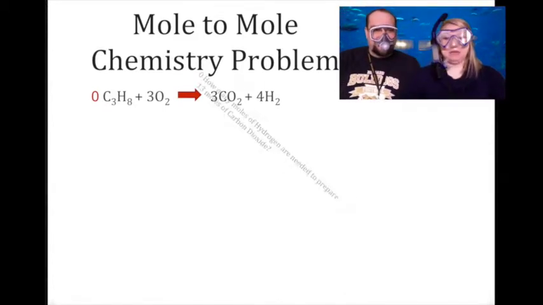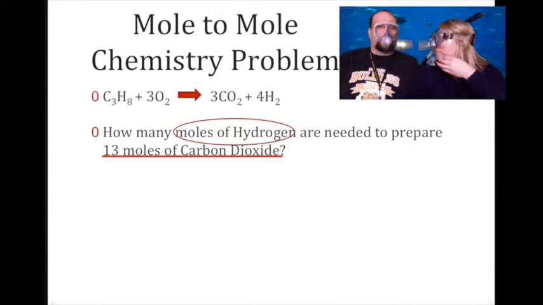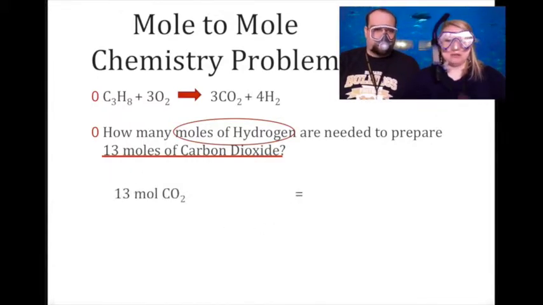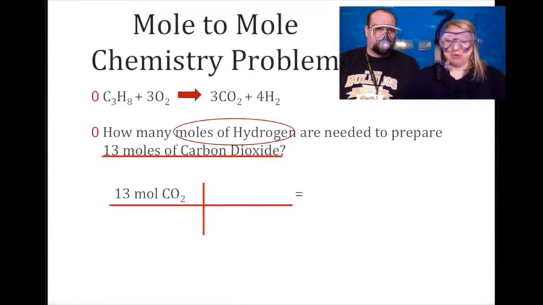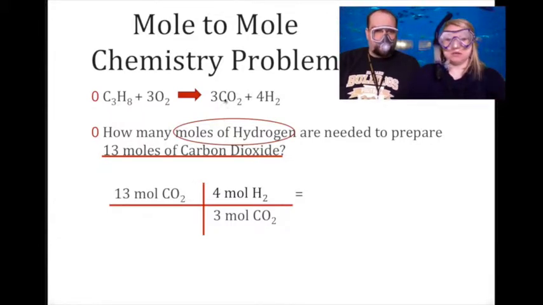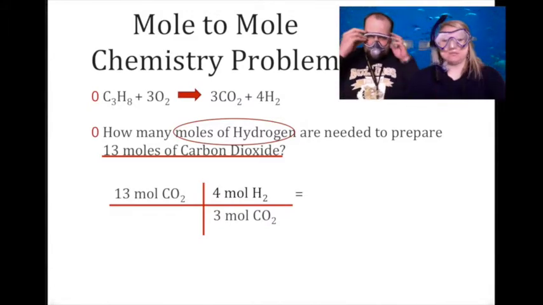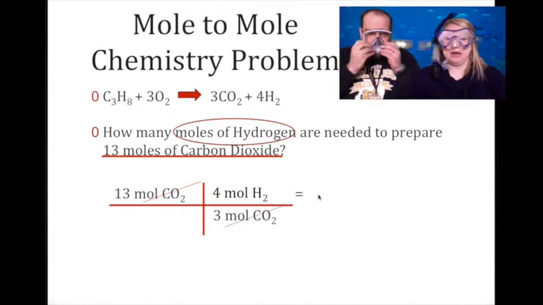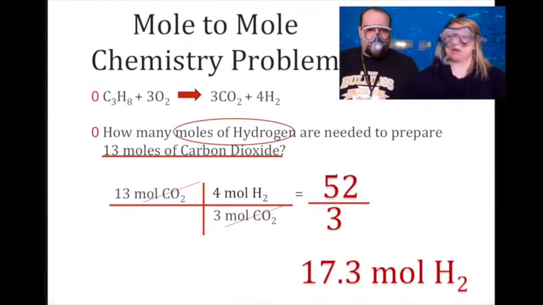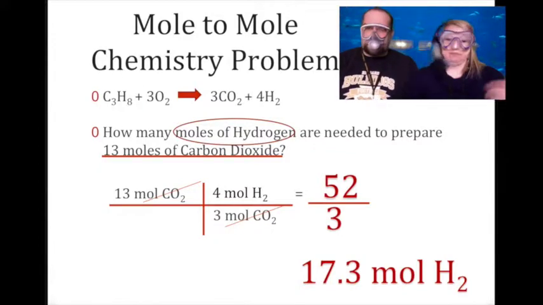Just a quick review. We circled what we were looking for and underlined what we started with. When we did mole to mole, we started with 13 moles of carbon dioxide. We set up our T-chart. Then our mole ratio came from our problem, where we had 3 moles of carbon dioxide here and 4 moles of hydrogen gas there. So we set it up with what we're trying to find on the top, unknown over known. Then I multiply across and divide by the bottom, cross out my moles, and I get something that looks like that. That's review, because of course we've already done that. Easy peasy.